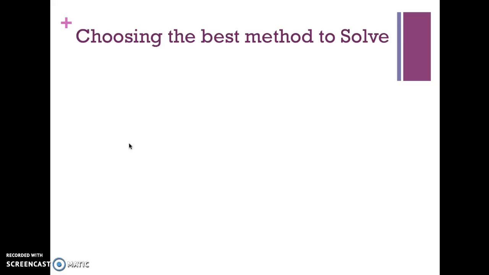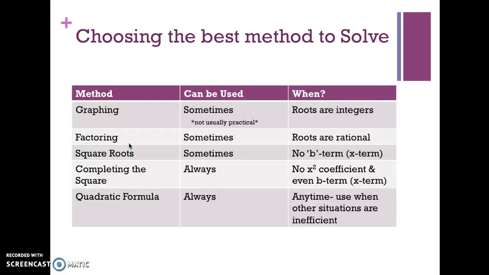Choosing the best method to solve. Okay, so we have another chart. We have a method, and when it can be used. So graphing can be used sometimes. Usually it's not typical and not practical. It takes a lot of work, and it works when the roots are integers. Factoring can be used sometimes, when the roots are rational.